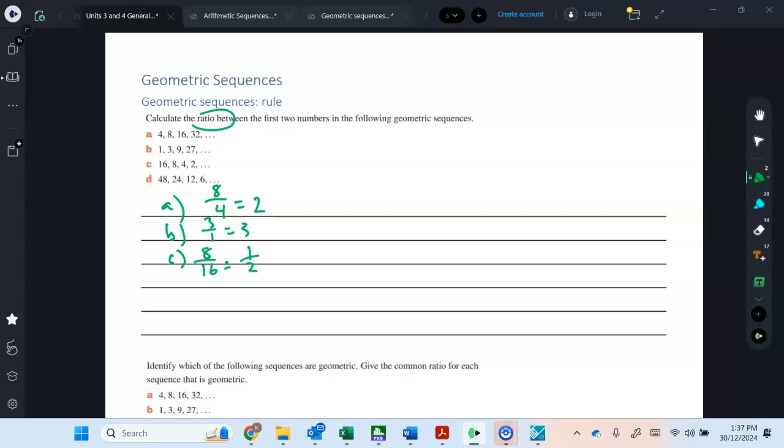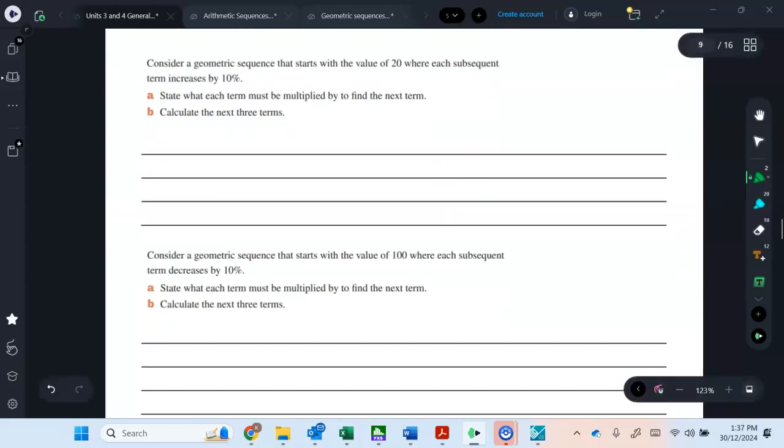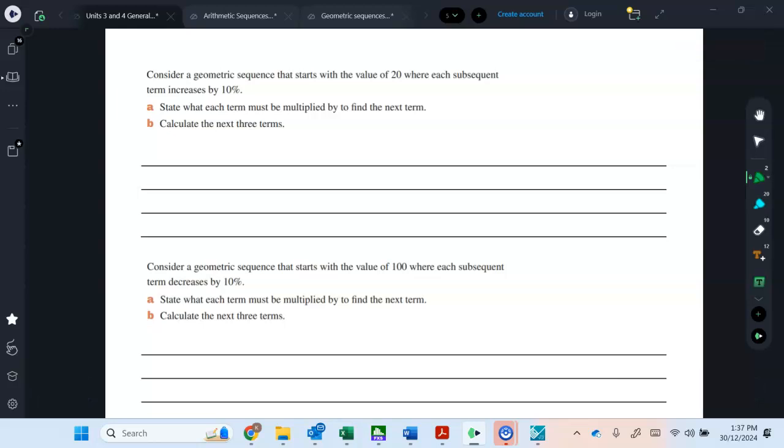You can see it's going down. Now it's not dividing by 2, it's multiplying by a half. So for common ratio, we're always multiplying. And this one, 24 over 48, so that's also a half. So we're halving each time. All right, I'm going to skip that one. Let me just have a look.